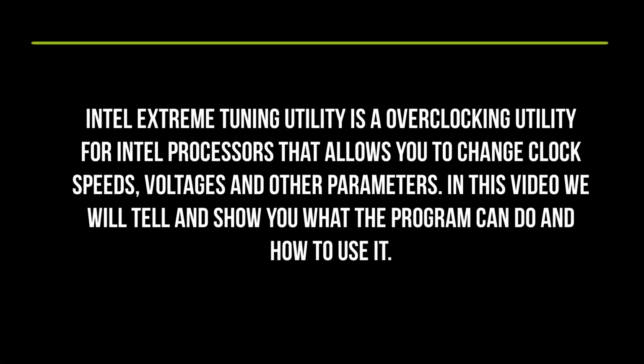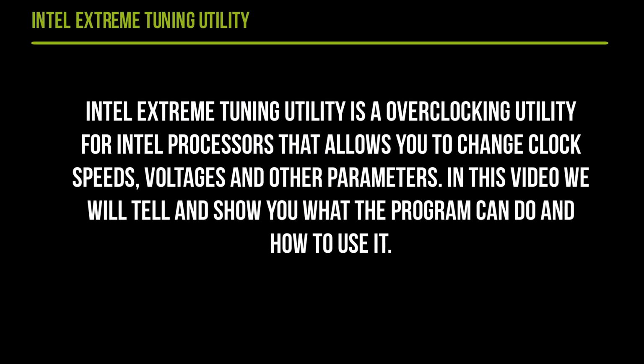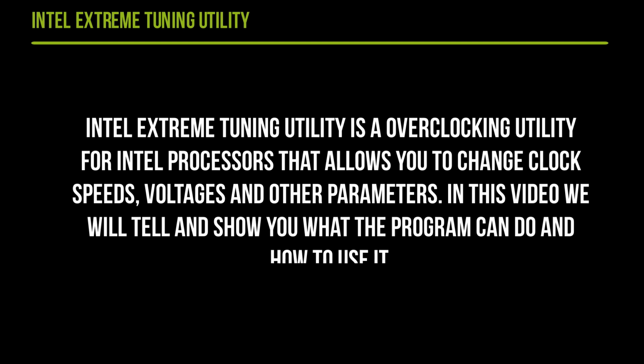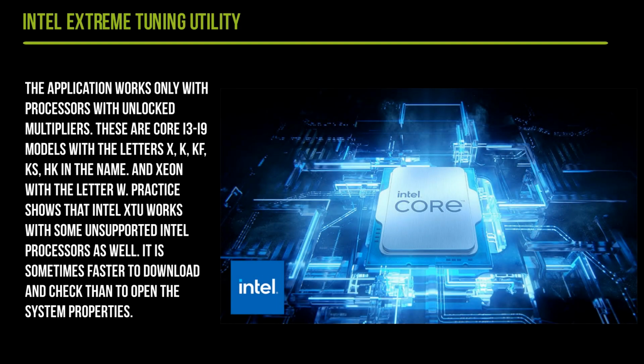Intel Extreme Tuning Utility is an overclocking utility for Intel processors that allows you to change clock speeds, voltages, and other parameters. In this video, we will tell and show you what the program can do and how to use it. The application works only with processors with unlocked multipliers.